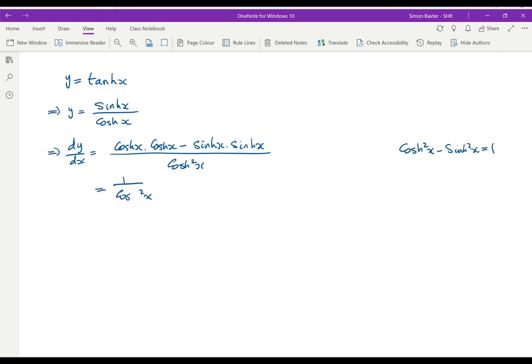Let's make that look a little bit better. And that is, of course, sech squared x. So if I differentiate tanh x, I get sech squared x. So we should be seeing a little bit more connection now between ordinary trig functions and hyperbolic functions.